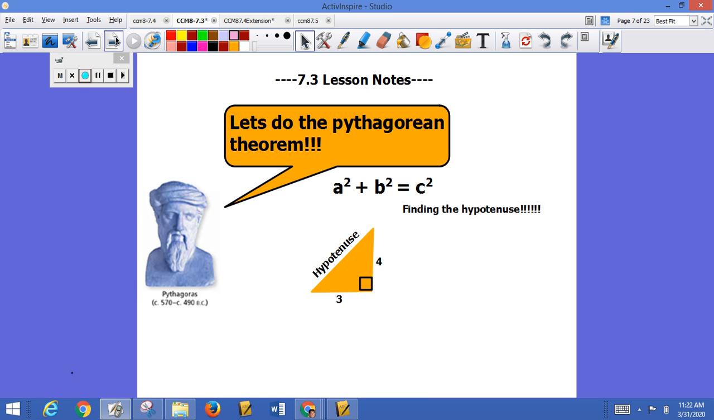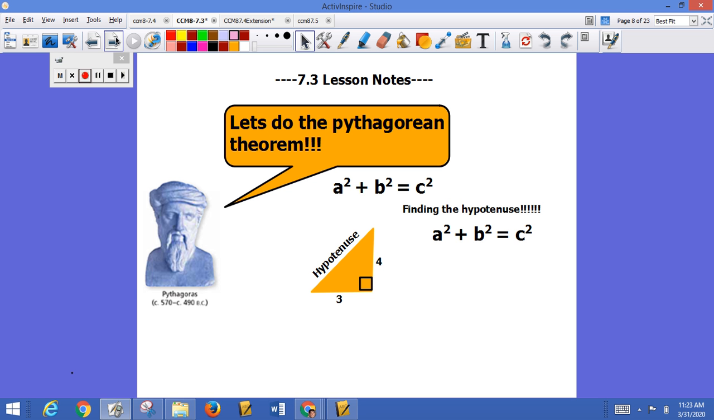Let's say I have a right triangle here. I know it's a right triangle, and the two side lengths that are given to me are 3 and 4. I don't know the hypotenuse yet, but we're going to use the Pythagorean theorem to find out how long that unknown side is. The first step is to write down the Pythagorean theorem: a squared plus b squared equals c squared.